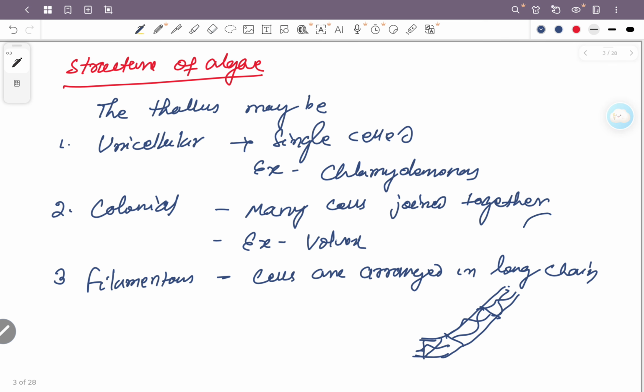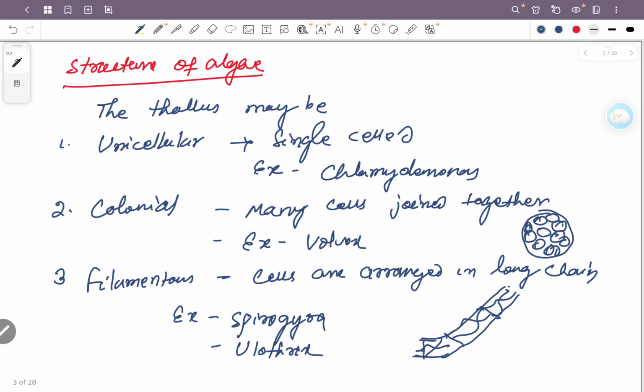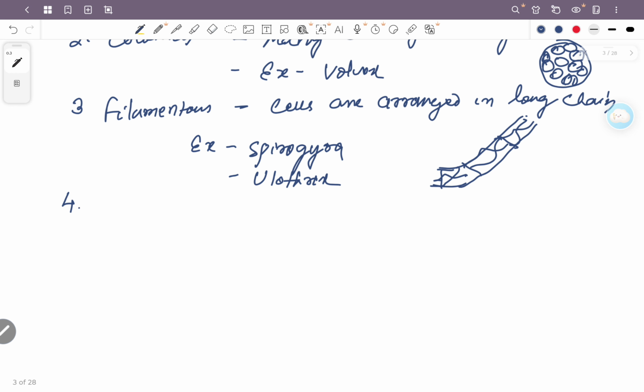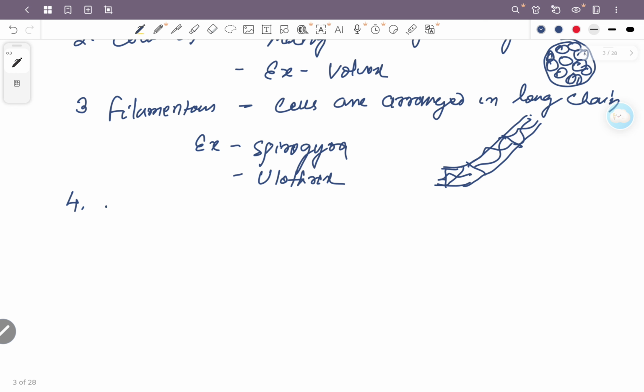Similarly, in case of colonial form, you will see that a number of algae are gathered to form a colony. Okay, and here the common examples are, as I said, Spirogyra and Ulothrix. So these examples are very important, children. And the next form is your massive marine form. Besides these forms, one more form is available, that is massive marine form.